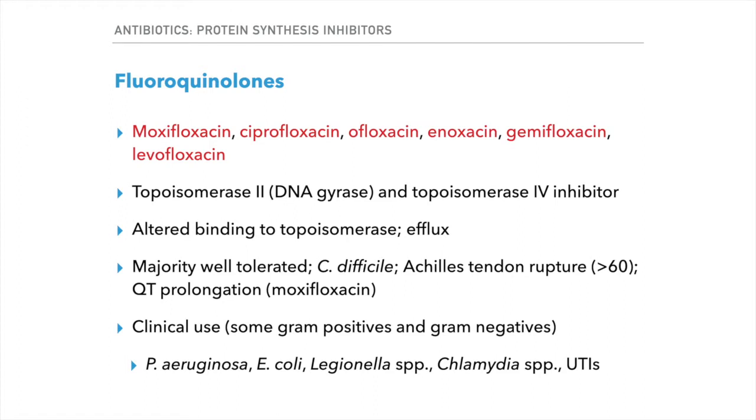Now, the mechanism of action of the fluoroquinolones is twofold. The mechanism includes inhibition of topoisomerase 2, which is often referred to as DNA gyrase, as well as an inhibition of topoisomerase 4. Something that I want to make you aware of is that the inhibition of topoisomerase 4 is the primary mechanism of antibacterial action against gram-positive bacteria. And it is the inhibition of topoisomerase 2, or DNA gyrase, that's the primary mechanism of antibacterial action in gram-negative bacteria.